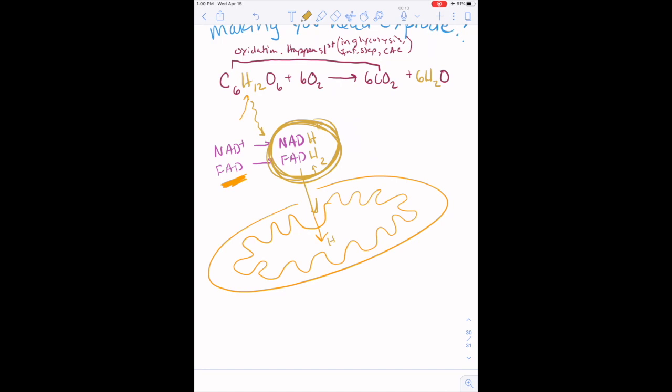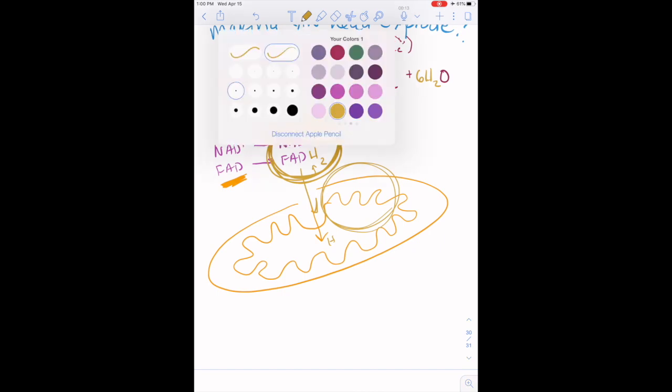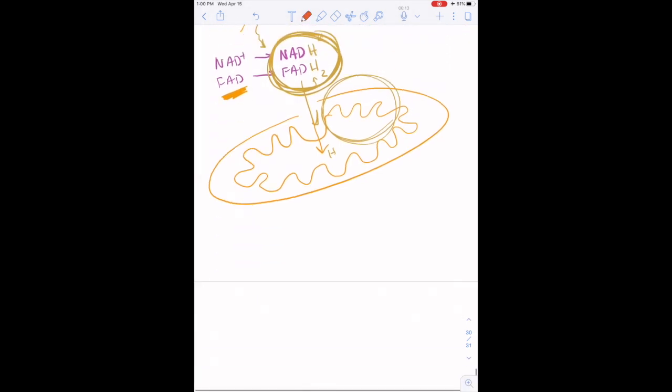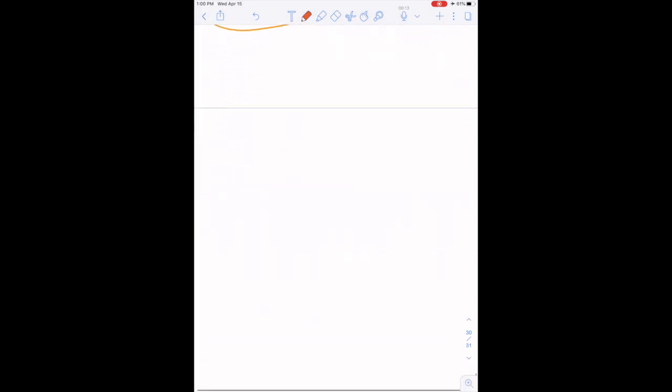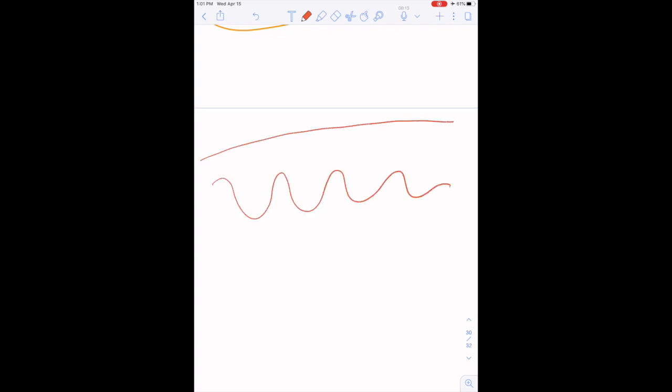Now let's talk about how that happens. To do that, I need to draw a bigger version of this part here of the mitochondria. I need my mitochondria color here, and we'll go with that orange. It's a little closer. Okay, so here's the outer membrane of the mitochondria. Here's the inner membrane, right in there.